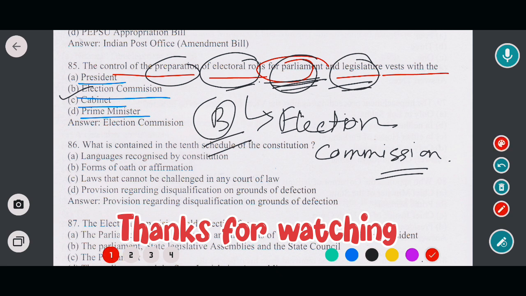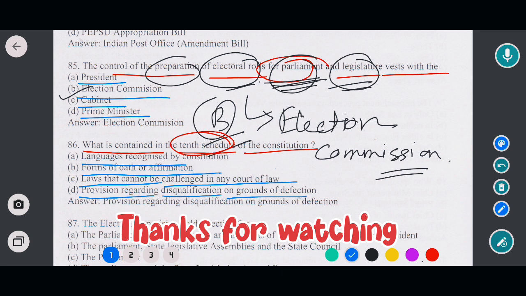Next question is about what is contained in the 10th schedule of the Constitution? Options are language recognized by the Constitution, forms of oath or affirmation, laws that cannot be challenged in any court, provision regarding disqualification on the ground of defection. So the correct option would be option D. That means what is given in the 10th schedule? 10th schedule is all about the provision regarding disqualification on the ground of defection. Okay, so in this case option D would be the correct answer.